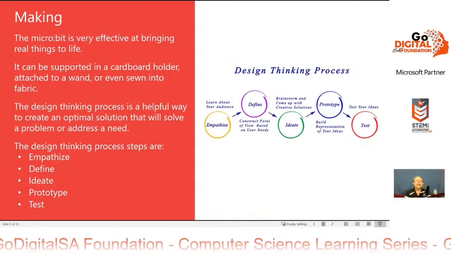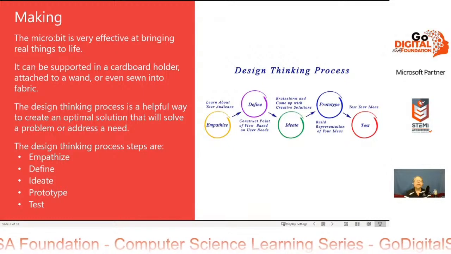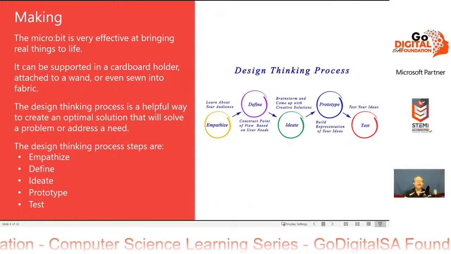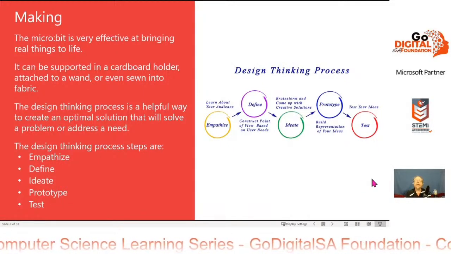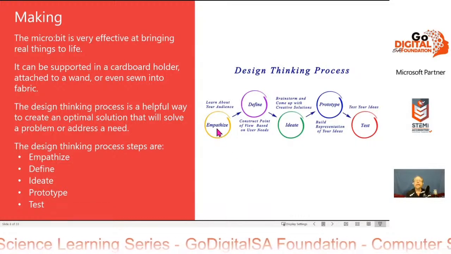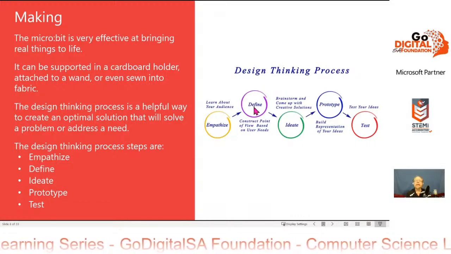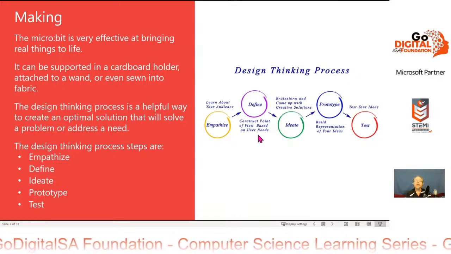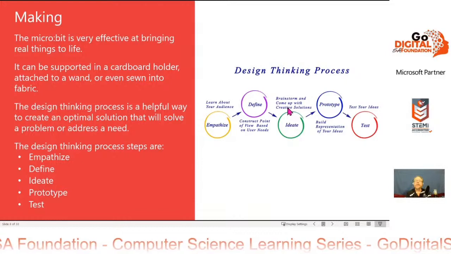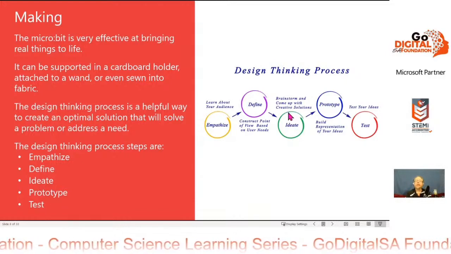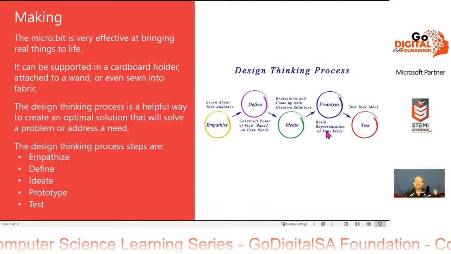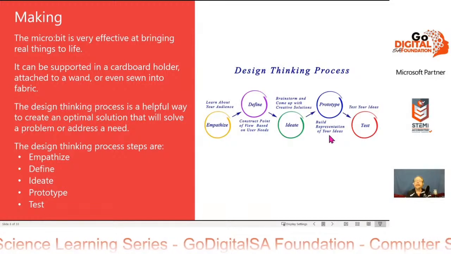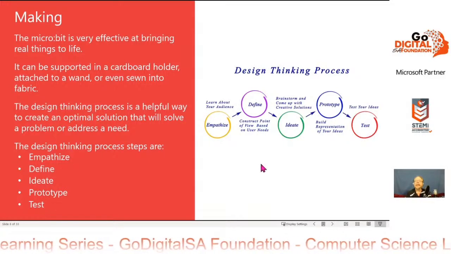address a need. Design thinking process steps are empathize, define, ideate, and prototype. You should remember, empathize is learning about your audience. Define, construct point of view based on user needs. Ideate, brainstorm and come up with creative solutions. Prototype, build representation of your ideas. And test your ideas.